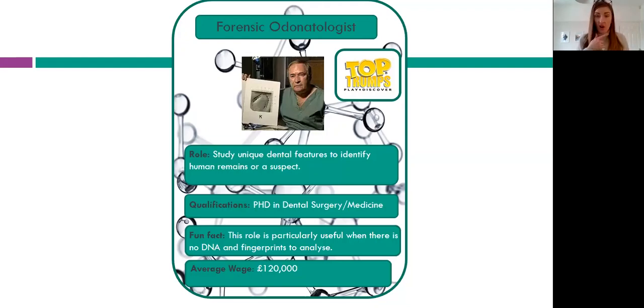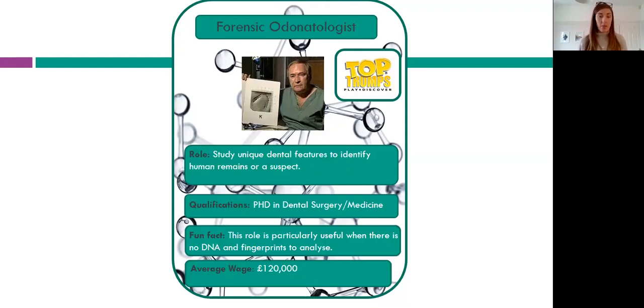They can identify the person from their teeth, because people have quite unique sets of teeth, which you'll see in the video in a minute. Or if the suspect has been bitten, then you'll see in the video in a moment as well that will also leave some DNA. So if you wanted to become a forensic odontologist, you'd have to go to university and study dental surgery or medicine.